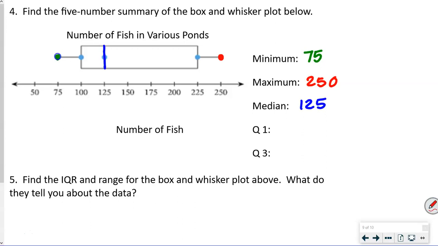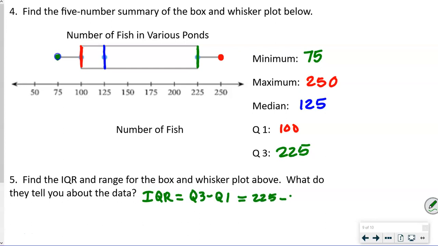Next, it asked us for our Q1, that's this right here, which is 100. And then finally, it asks us for Q3, which is right here, and that was 225. Then it asks us for number 5, the IQR and the range for the box and whisker plot above. So to find the IQR, again, we're going to do Q3, and we're going to subtract from it Q1, so that's going to be 225 minus 100, which is 125.